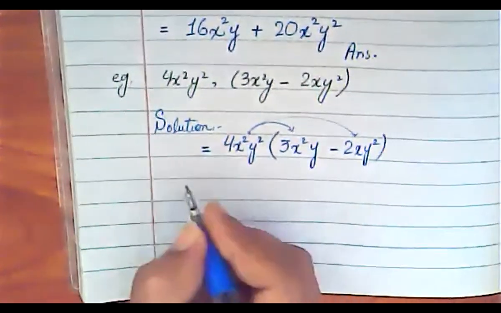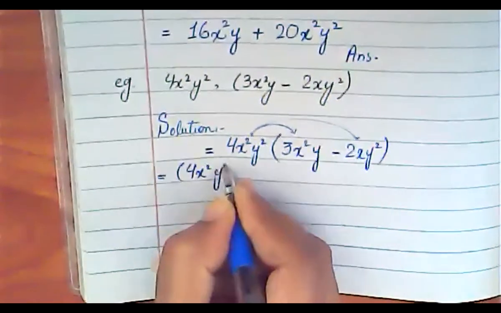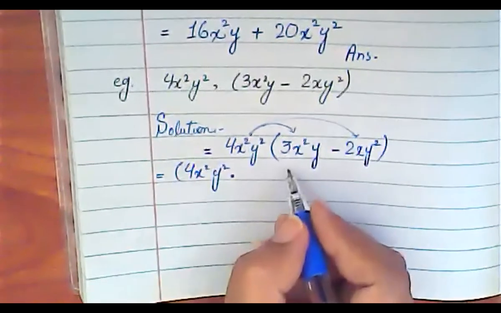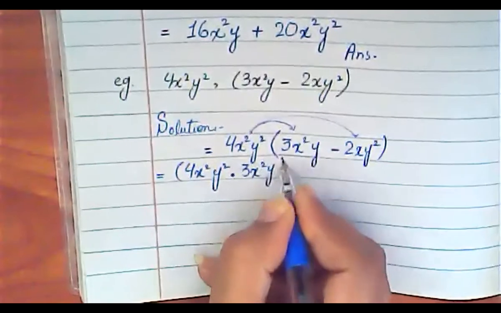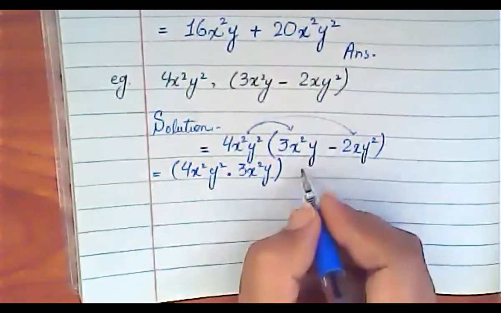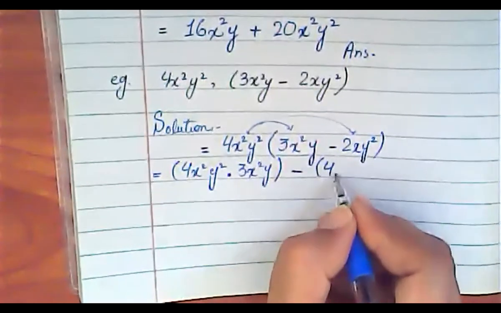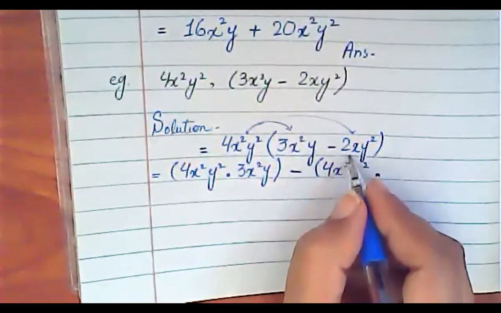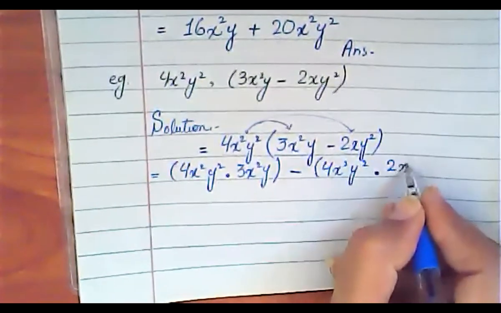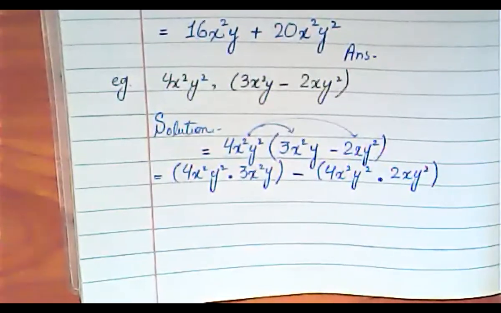So first I'm going to multiply 4x square y square. Multiply करें किससे? From this one, which is 3x square y, bracket close, sign of subtraction here. Okay. Then again I'm going to multiply this 4x square y square. Multiply करने जा रहे हैं किससे? With this one, which is 2x y square, bracket close. Right? We are going to multiply them together.